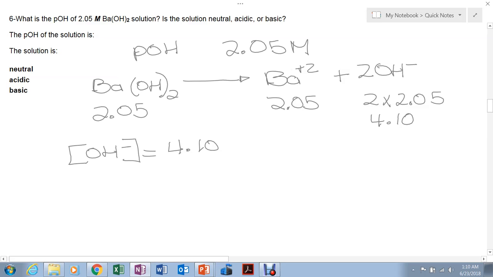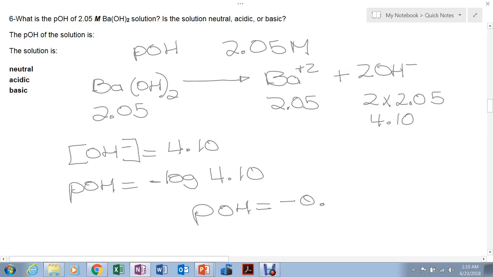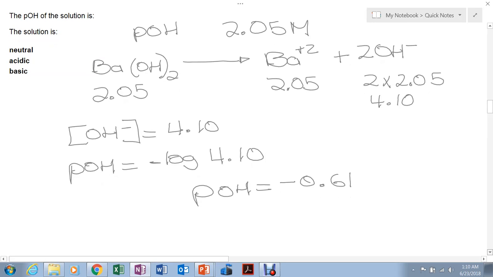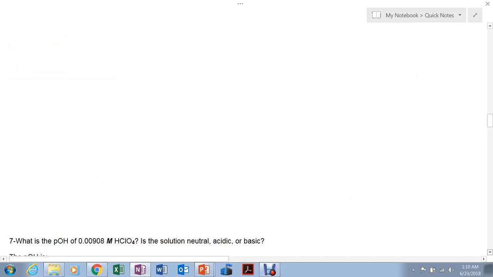And the problem is asking me for the pOH. pOH is equal to the minus log of 4.10. pOH is equal to minus 0.61. Very basic. Okay.